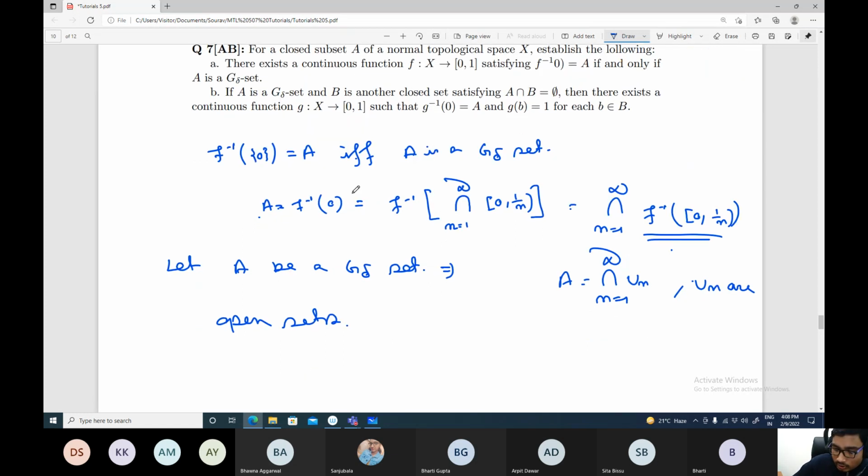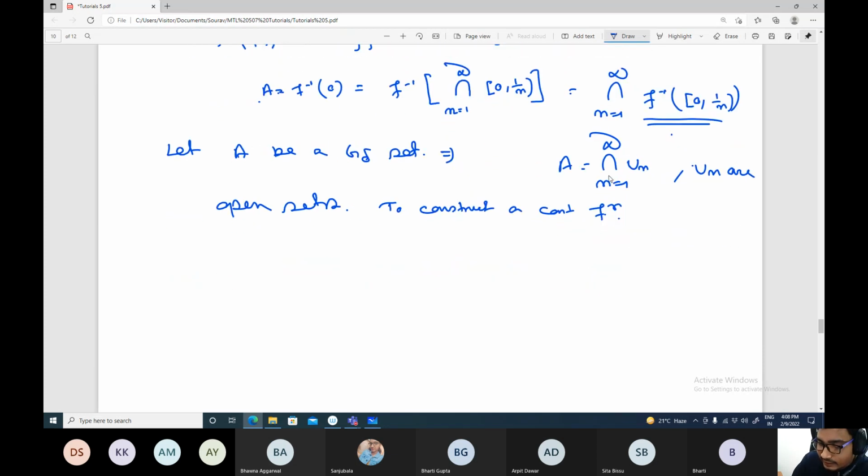So we have to construct a continuous function. Now see, A is the intersection of all those. So if we consider Un complement, it is a closed set, right? And Un complement intersection A is empty, for all n. Clear?